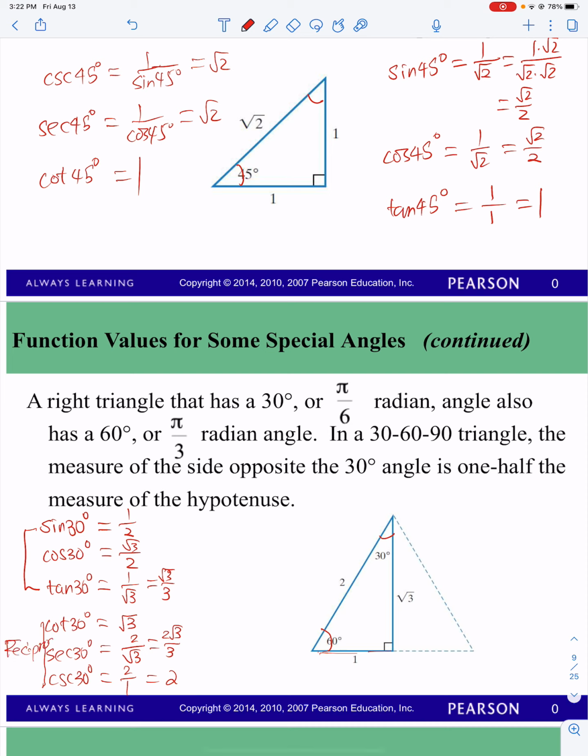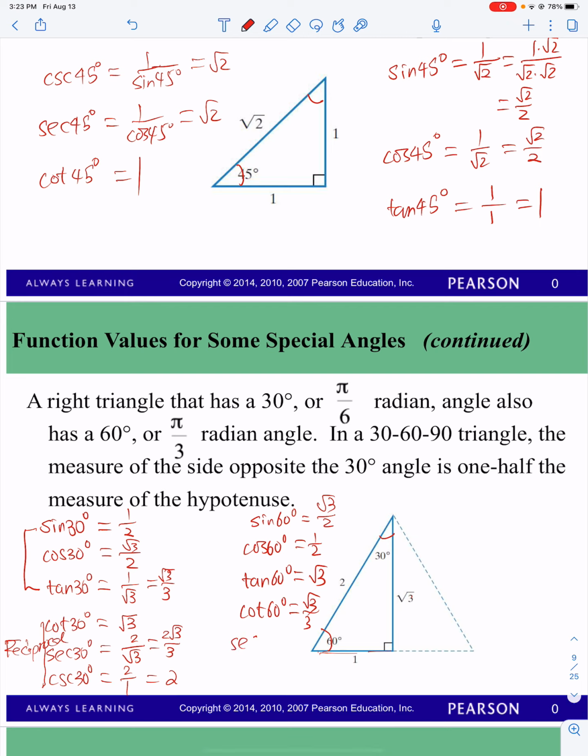Reciprocal to find it. Okay, so the tricky thing, I wanted you to see the magic here. What will be sine of 60? This is square root of 3 over 2. So what will be cosine of 60? It's 1/2. What will be tangent of 60? Square root of 3. Cotangent 60, square root of 3 over 3.